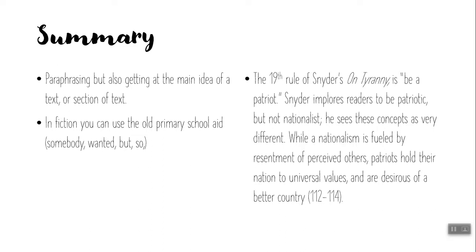But anyways, here we go. Here's me summarizing chapter 19 of Snyder's On Tyranny. I have a few sentences here, but it is taking a three-page chapter and putting it into three sentences, okay? So here's what I wrote. The 19th rule of Snyder's On Tyranny is be a patriot. Snyder urges readers to be patriotic, but not nationalist. He sees these concepts as very different. While nationalism is fueled by resentment of perceived others, patriots hold their nation to universal values and are desirous of a better country. 112 to 114.